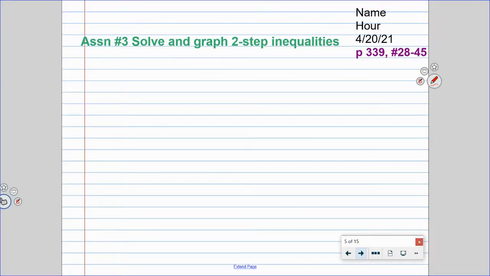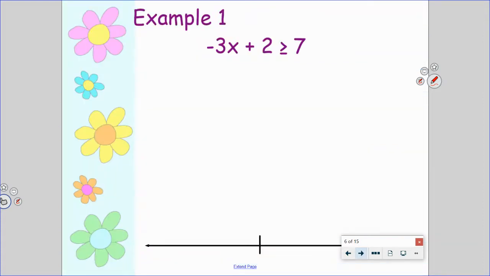Go ahead and pause your video. Come on back when you're ready. So here we go with page 339, 28 to 45. I have three examples to show you. We're going to start with an inequality: negative 3x plus 2 is greater than or equal to 7.